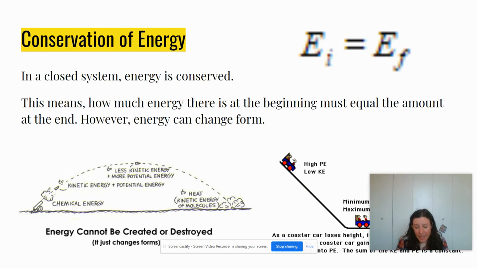Now, conservation of energy, E_i equals E_f. So what kind of energy do you have at the beginning? It equals the amount you have at the end. You probably are going to have some sort of question where E_i equals E_f at some point.